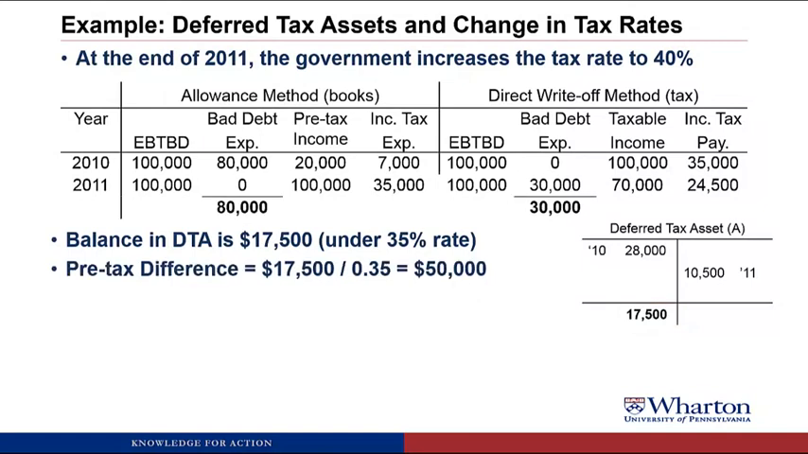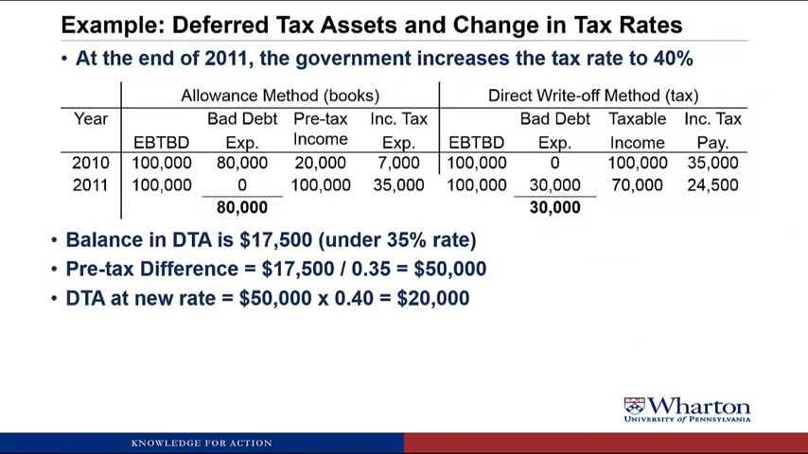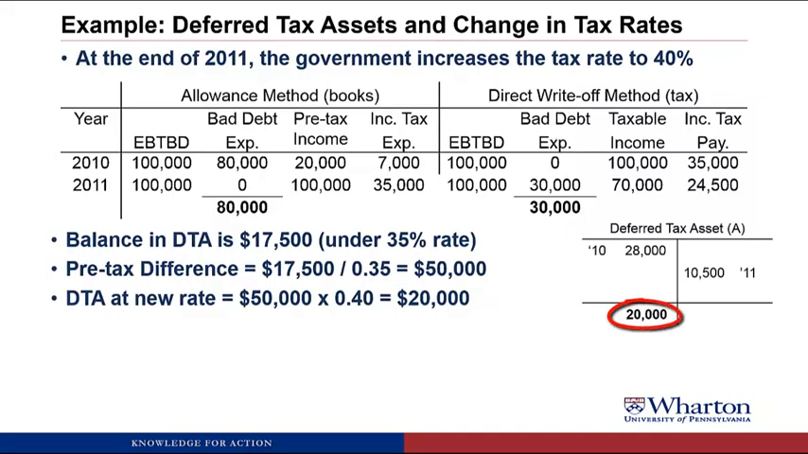So we have to get the pre-tax difference, which is $17,500 divided by the old tax rate, 35%, or $50,000, which, as you can see, is also the difference between all the bad debt expense we've recognized so far in the books and all the bad debt expense we've recognized so far on the tax return. Now that pre-tax difference is going to be multiplied times the new tax rate of 40% to get the new deferred tax asset, which is $20,000. So we need the balance to be $20,000 at the end of 2011.